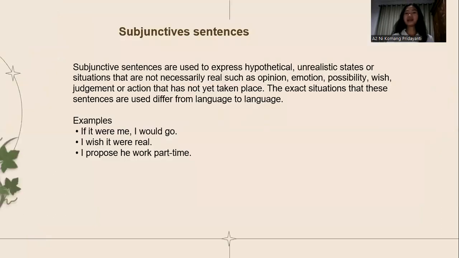Okay, and next is subjunctive sentence. Subjunctive sentences are used to express hypothetical, unrealistic states or situations that are not necessarily real, such as opinion, emotion, possibility, wish, judgment, or action that has not yet taken place. The exact situations in which these sentences are used differ from language to language. For example, if it were me, I would go. I wish it were real. I propose he work part-time.